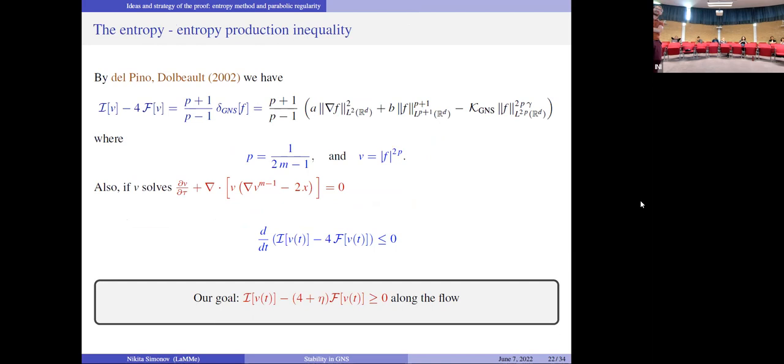It's not only that the entropy goes to zero, but also the derivative, so the Fisher information decreases.